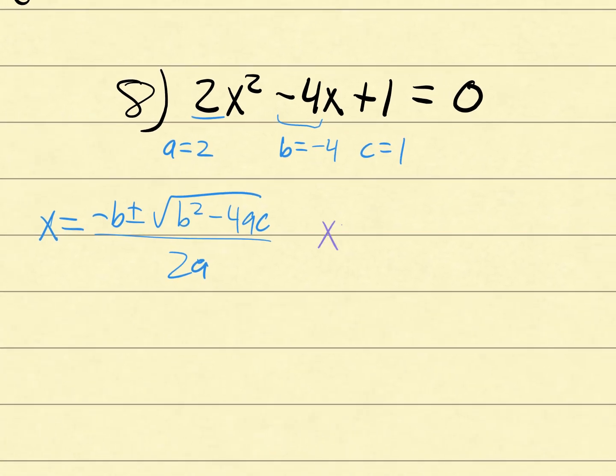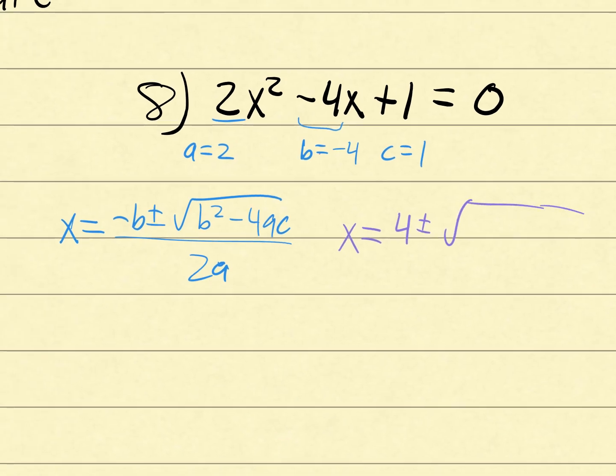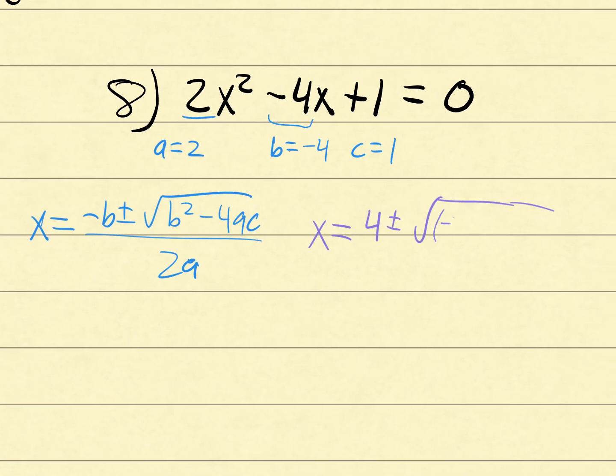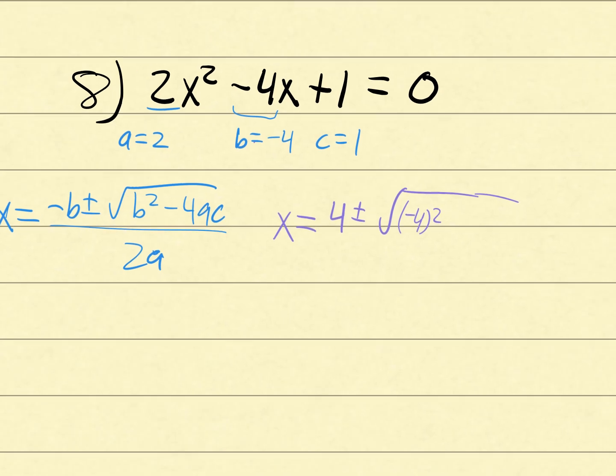So we're going to get x equals negative negative 4, which is just going to be a positive 4, plus or minus the square root of negative 4 squared, minus 4 times 2 times 1, over 2 times 2. Just plug in a, b, and c.